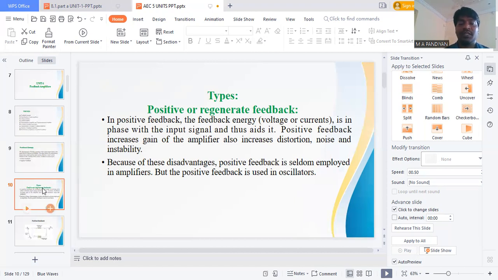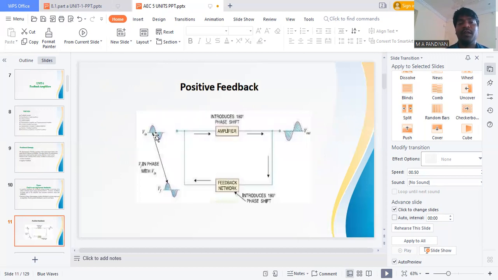Next, coming to the block diagram of positive feedback. We already know the amplifier: it gives strength to a weak signal. This is the input signal, and this is the amplifier, from which we get the output. We already know that the amplifier introduces a 180-degree phase shift, so positive changes to negative and negative changes to positive.